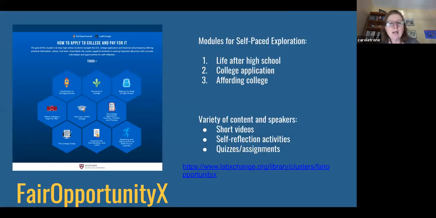In the spring, not knowing that we'd all be rushing to online learning at the time, we were fortunate to be able to partner with the Harvard Lab Exchange. Through them, we launched Fair Opportunity X, which is a virtual course that consists of a variety of different short modules for self-paced exploration about not only the how and the steps of applying to college, but also the why and the reflection. There's a link here on the screen for you to find that. You can also find that link directly through the homepage on our website.